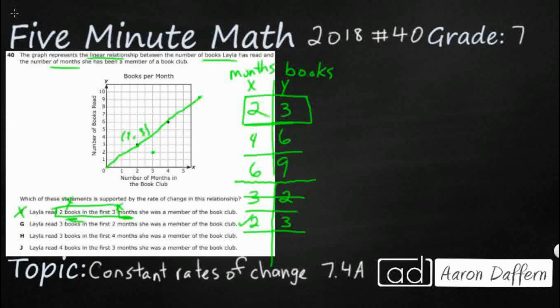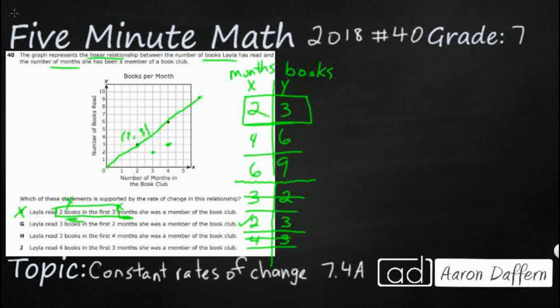H: she read 3 books, so let's put that over here on my Y, in the first 4 months. All right, so that's going to be an XY of (4, 3), so there's my 4, and there's my 3. Yeah, that's not going to work. It kind of forms a pattern with that other one. It's just too shallow there.